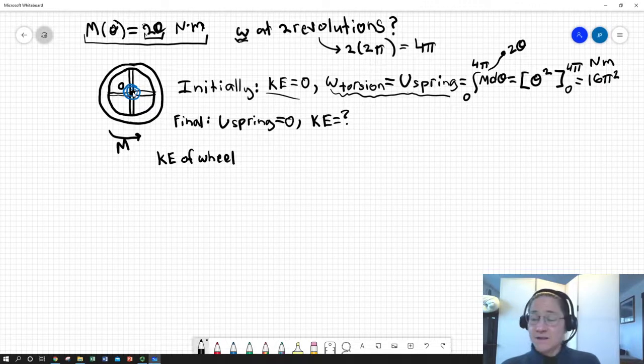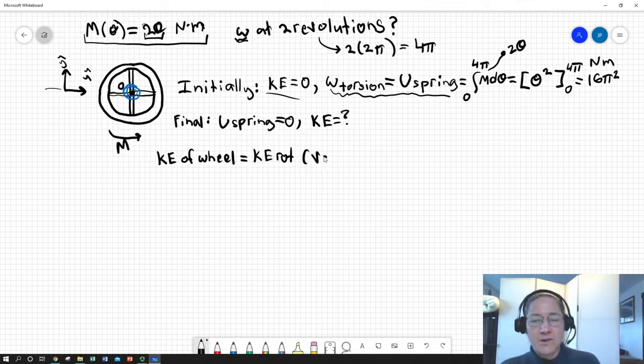The center of mass of the wheel at O isn't moving anywhere. I could set up a little coordinate system here, i and j. It's stationary. We have a fixed pivot. So the kinetic energy of the wheel is only due to its rotation. We could say the velocity of the center of mass equals 0.